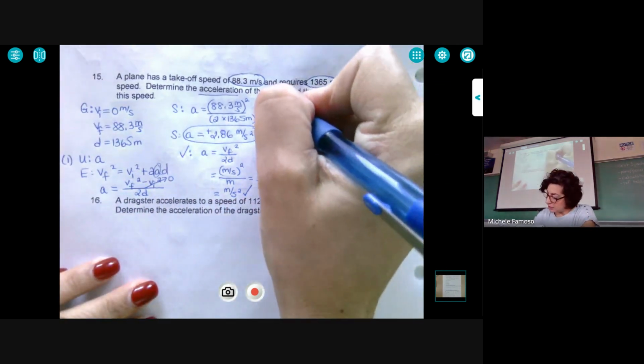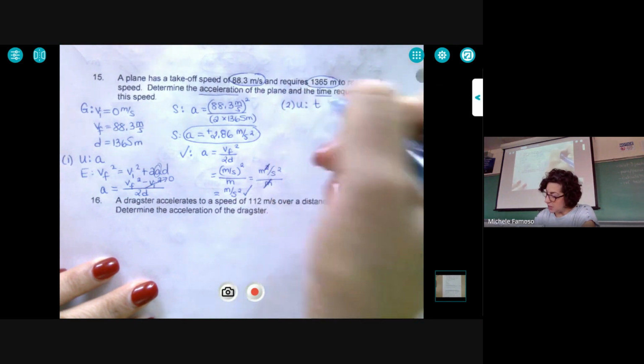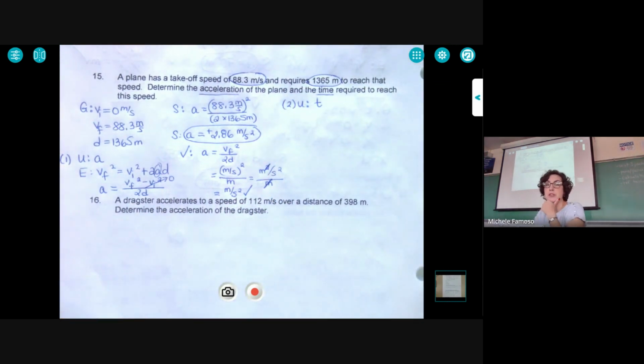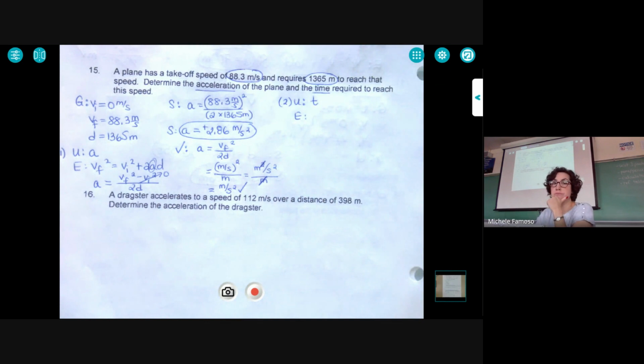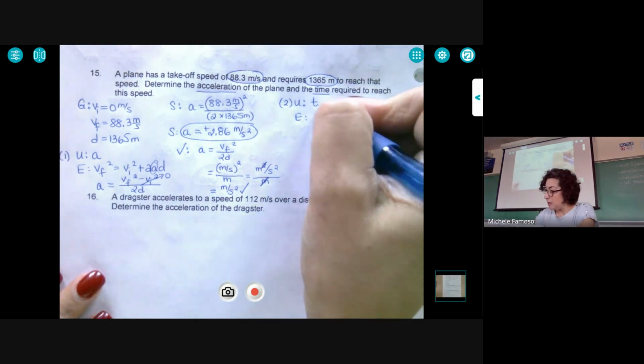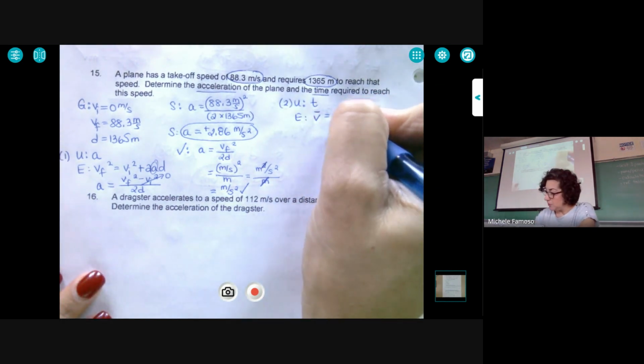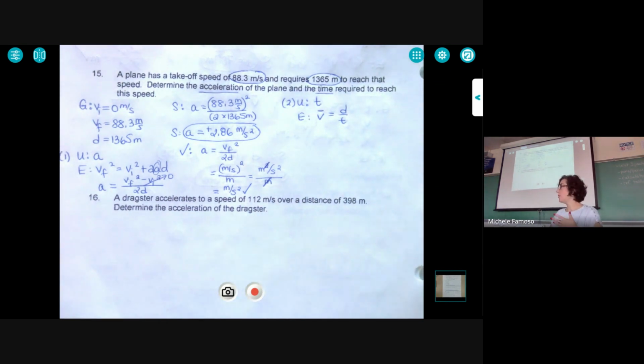All right, the second thing we're being asked to find is the time. And remember what we talked about yesterday, we don't want to use the acceleration to get that, because if I messed up the acceleration, that's going to mess up this whole part. Awesome, what equation should we use then? V equals D over T. What kind of V? Average. Yeah, so we write V bar equals D over T. This we can't leave without the bar anymore.